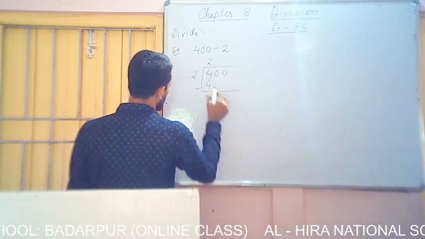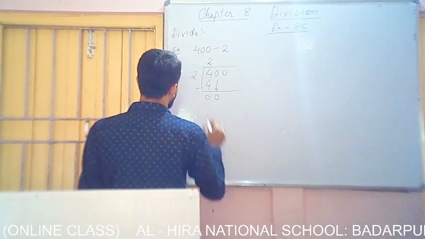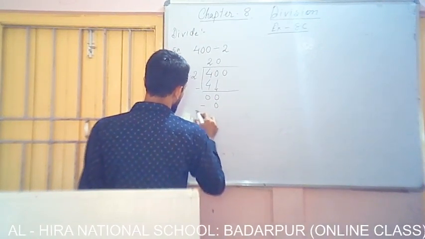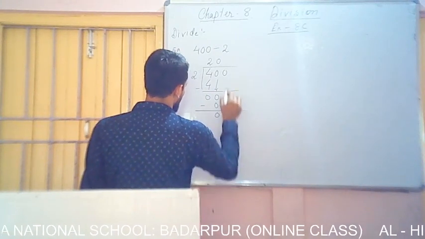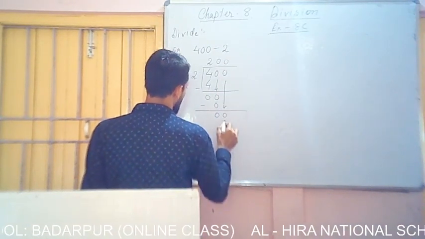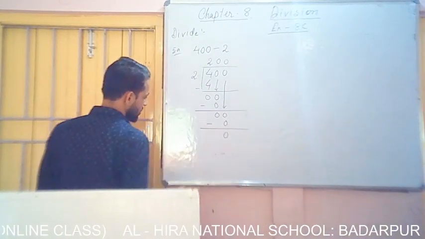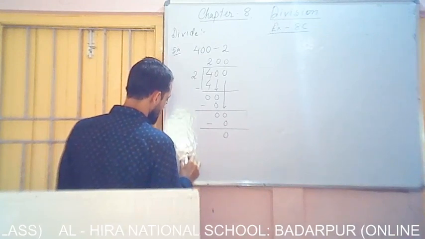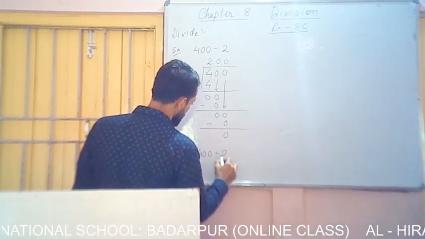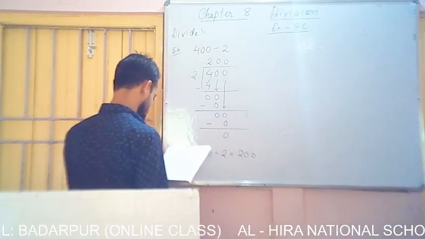4 minus 4 equals to what? 0. Bring down 0 tens. 2 multiplied by 0 equal to what? 0. So if we subtract 0 from 0, we will get what? 0. Again we have to bring down 0. 2 multiplied by 0 equals to what? 0. 0 minus 0 equals to what? 0. Now we can write therefore 400 divided by 2 equals to what? 200.